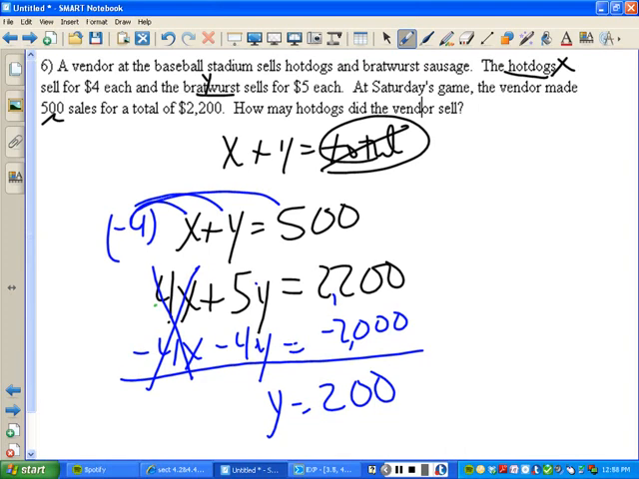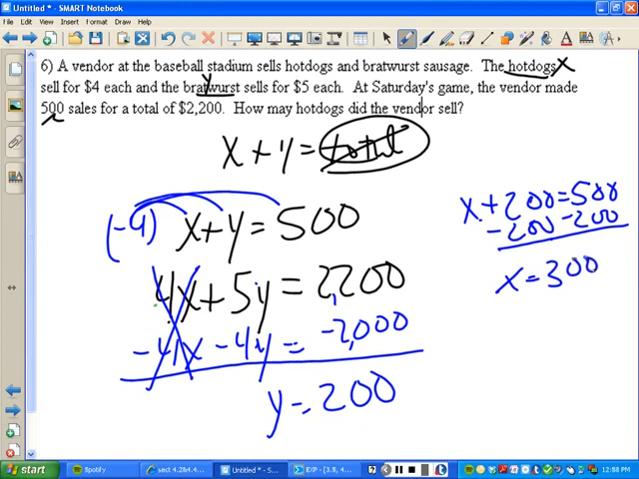Now, if you sell 200 sausages, how many hot dogs did you sell? And you get that by subtracting off the 200. Okay. Did everybody see that?